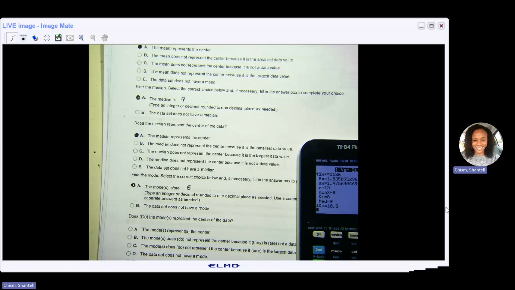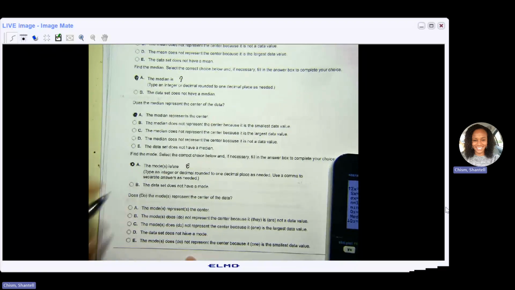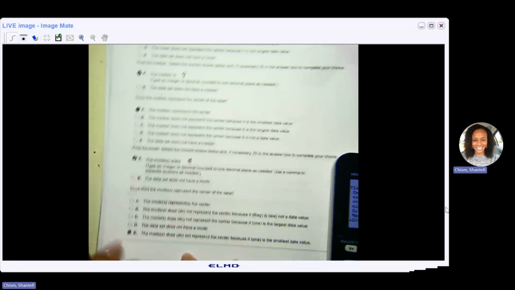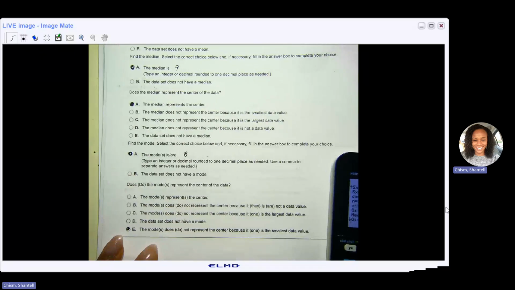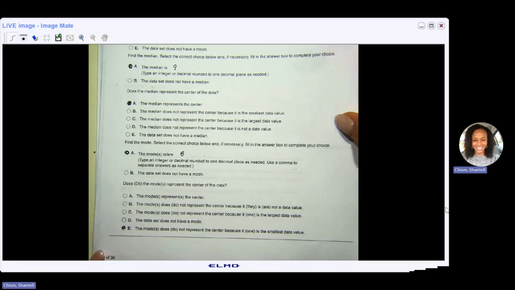So here we're going to say no, the mode does not represent center. It's just simply the smallest data value. Okay, so we're going to say E here. The mode does not represent center. It's just one of the smallest data values. Again, we've done this problem.